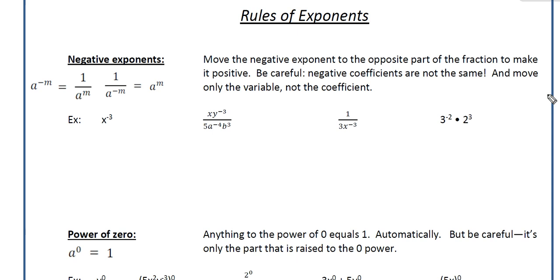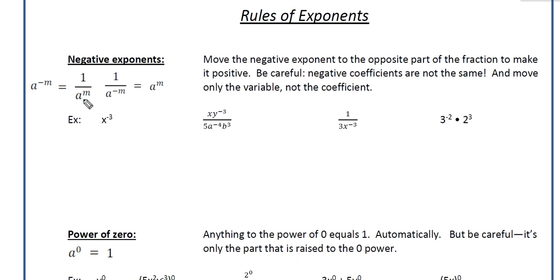All right, so rule number 1 that we're going to go over is the negative exponent rule. The negative exponent rule just states: move the negative exponent to the opposite part of the fraction to make it positive. To get rid of that negative exponent, all we have to do is put this on the other side of the fraction bar. If it's in the numerator, we put it in the denominator. If it's in the denominator, we put it in the numerator. That's just because when we raise something to a negative power, that's basically like dividing it. So instead of 1 times a to the negative mth, we could divide by a to the mth power.